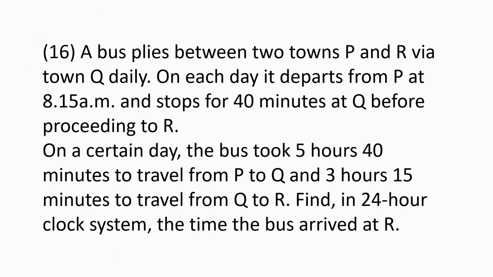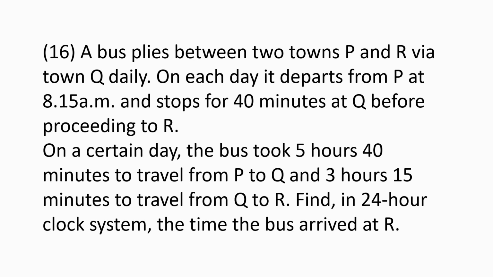Question 16. A bus plies between two towns P and R via town Q daily. On each day, it departs from P at 8:15 a.m. and stops for 40 minutes at Q before proceeding to R. On a certain day, the bus took 5 hours 40 minutes to travel from P to Q and 3 hours 15 minutes to travel from Q to R. Find in 24-hour clock system the time the bus arrived at R.